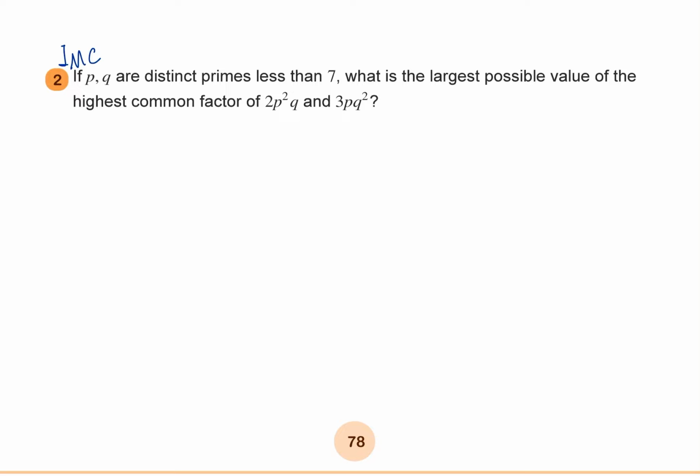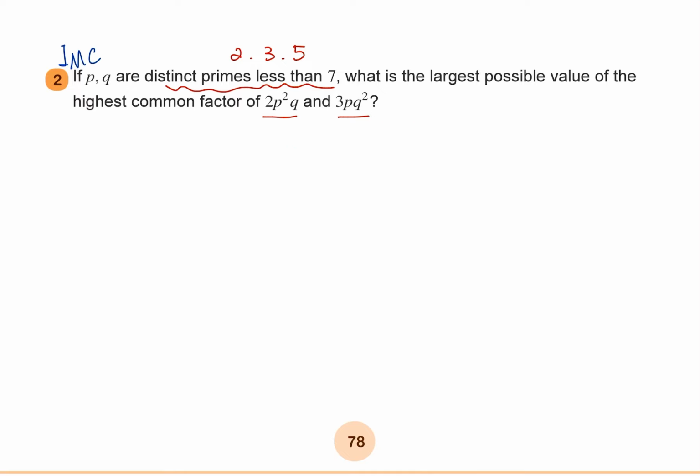Okay, so let's first think about where we can make a start. For sure, the first sentence: distinct primes less than 7. There aren't that many of them, so let's just list them down. I would have 2, 3, and 5. And here, these are two numbers. This means 2 times p squared times q, and this means 3 times p times q squared. That's just what it means.